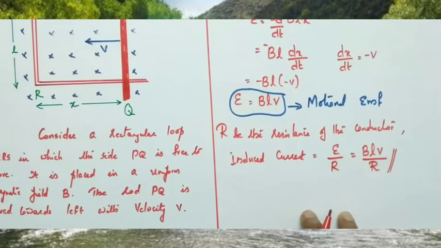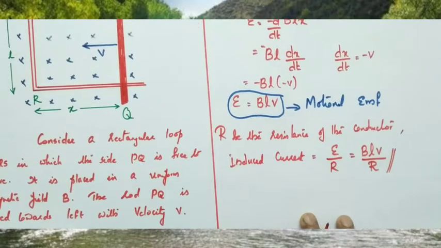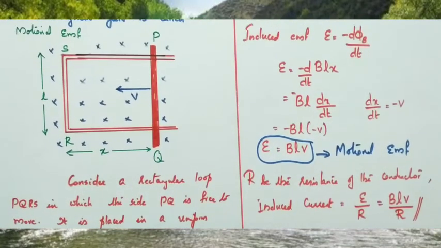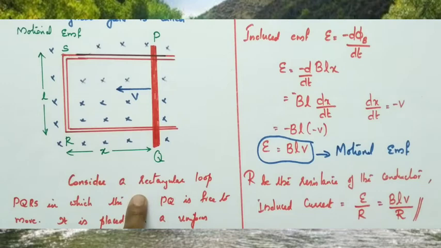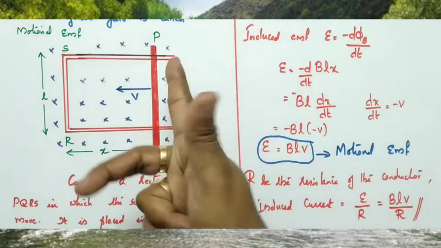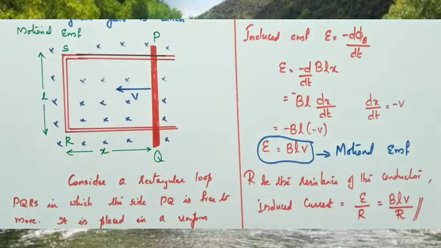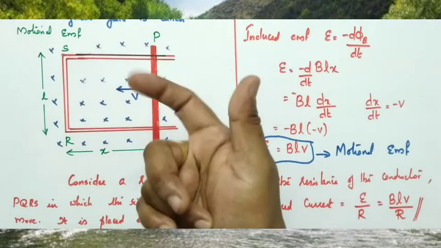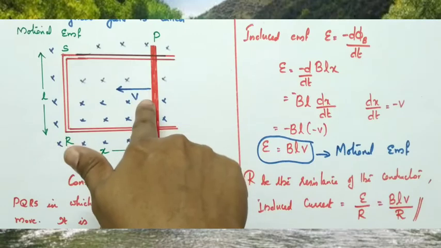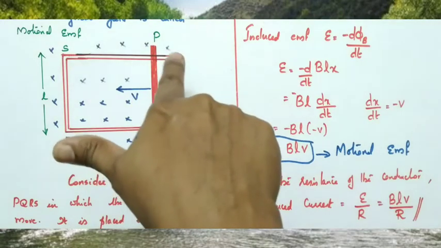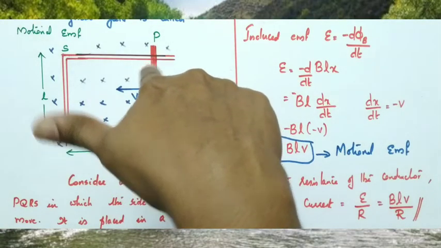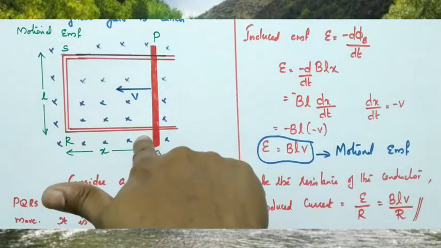Now what is the direction of this induced current? Direction of induced current is given by Fleming's right hand rule. Fleming's right hand rule states that stretch the forefinger, middle finger and thumb of your right hand mutually perpendicular to each other, so that forefinger represents the direction of magnetic field, thumb represents the direction of motion or force, then middle finger represents the direction of current.